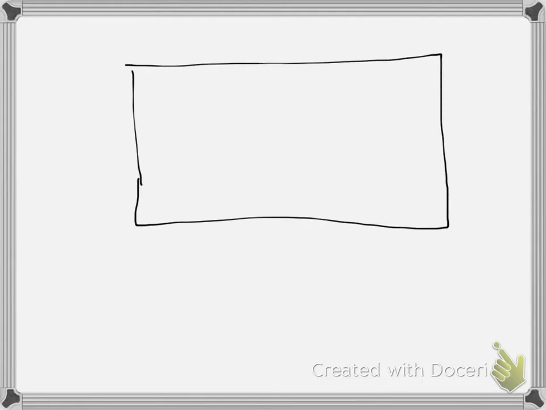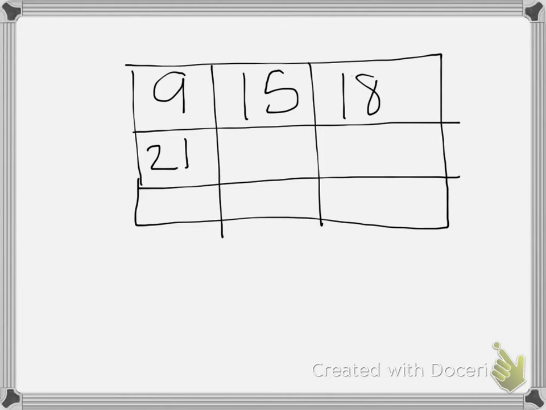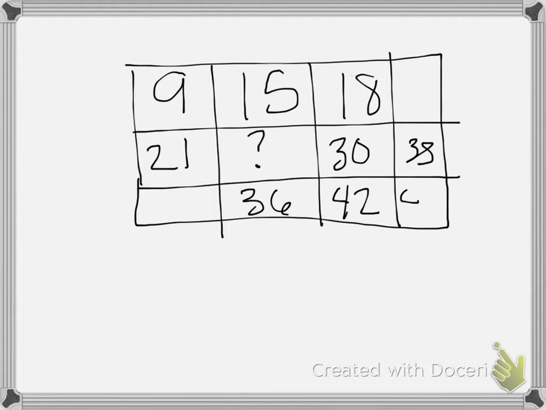21. What 4 factors were used to make this grid? You have 9, 21, 15, 18, question mark, 30, 35, 36, 42, and 49.